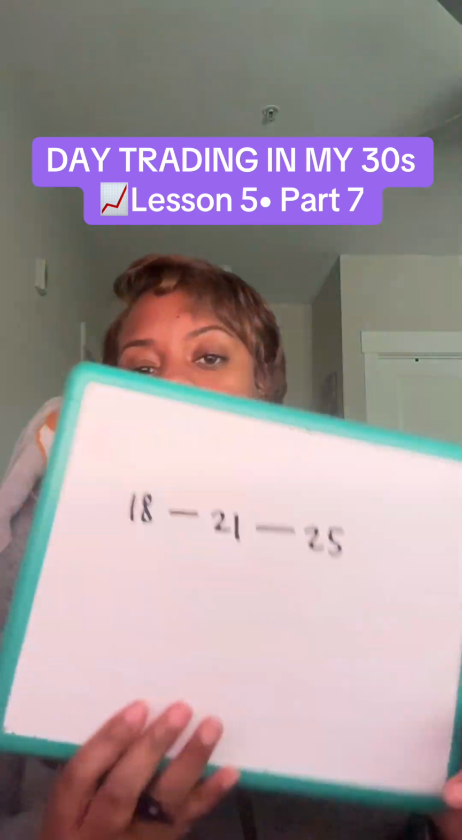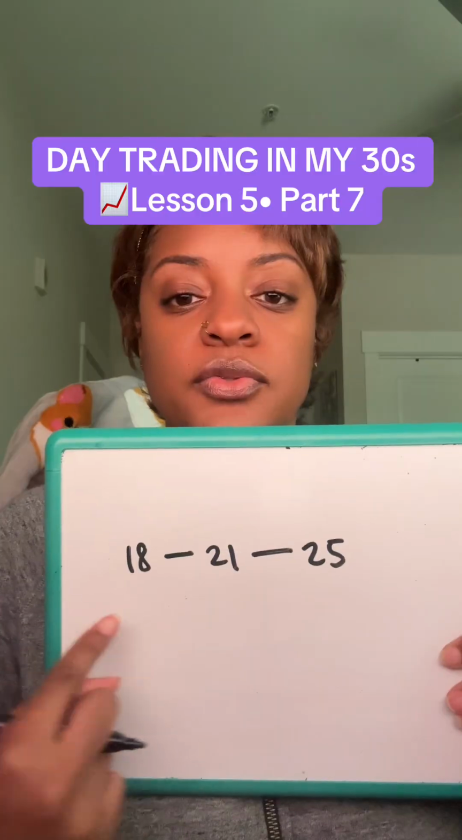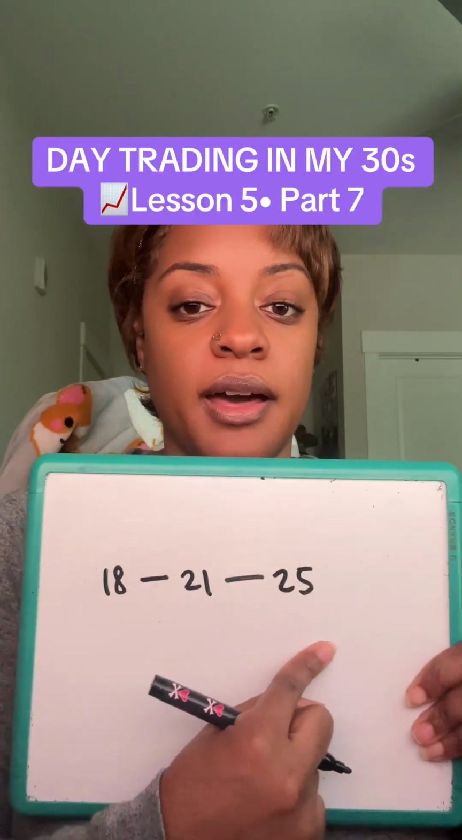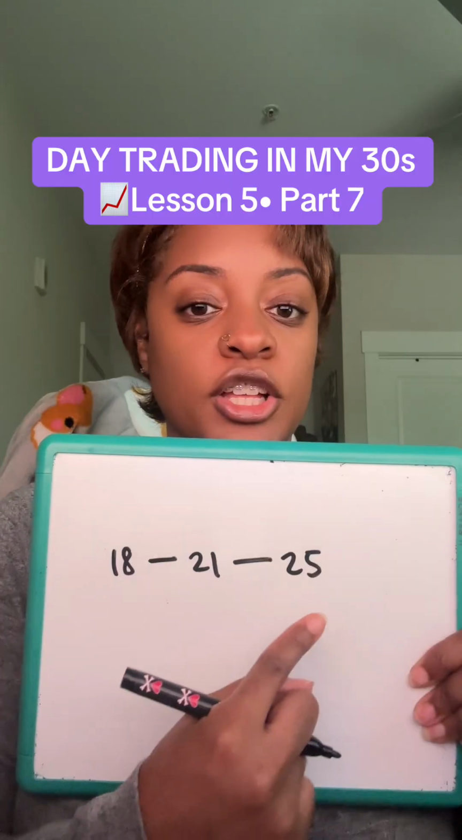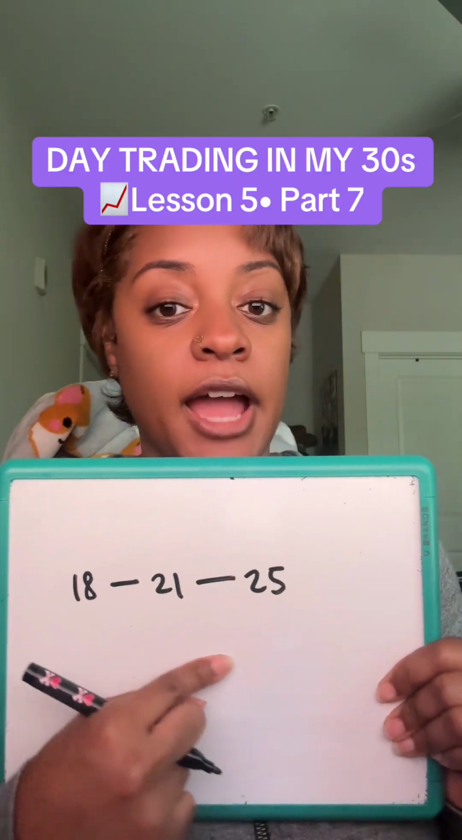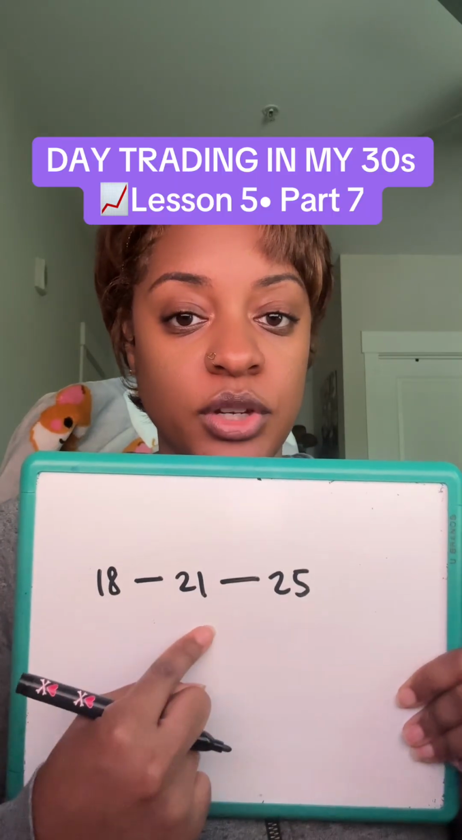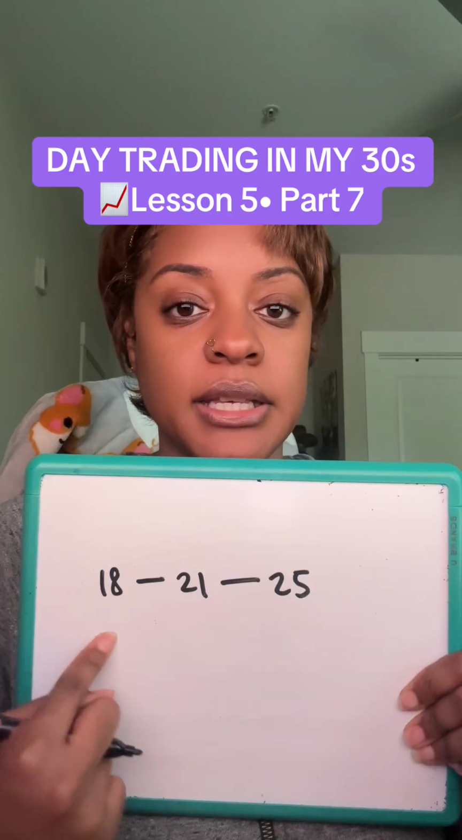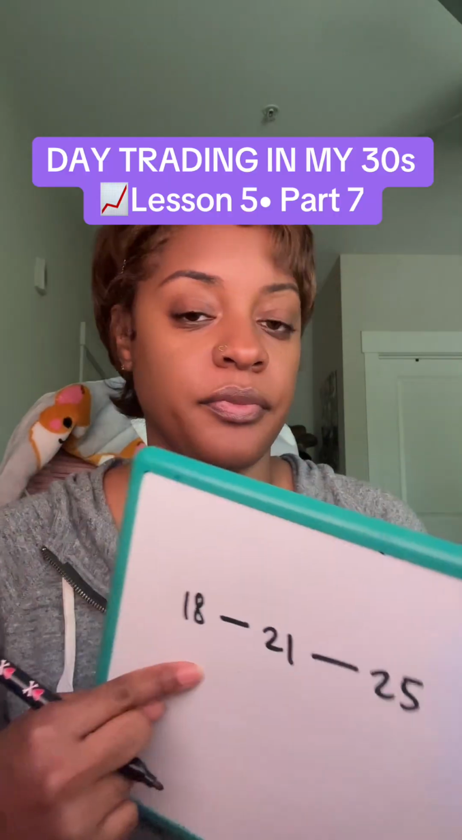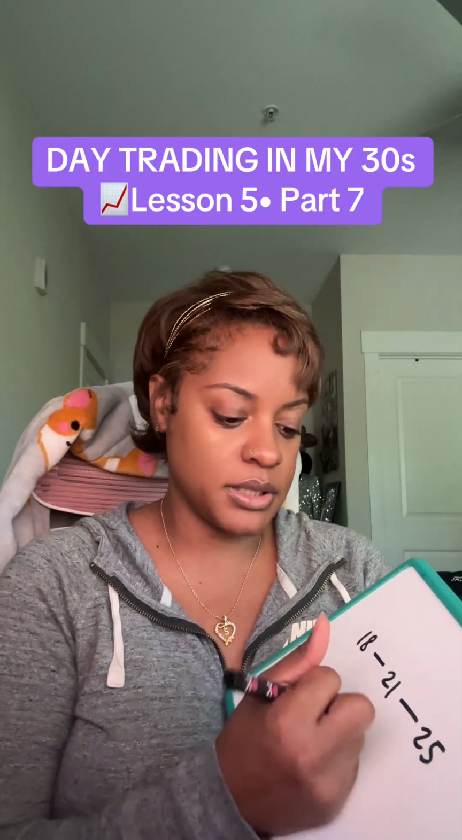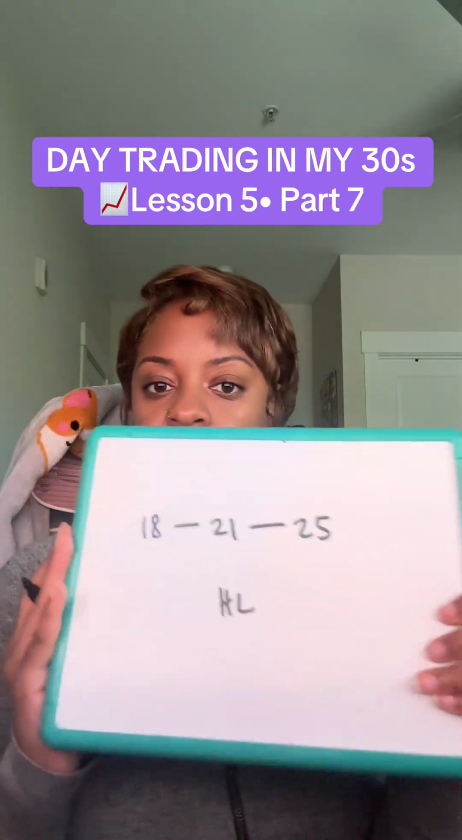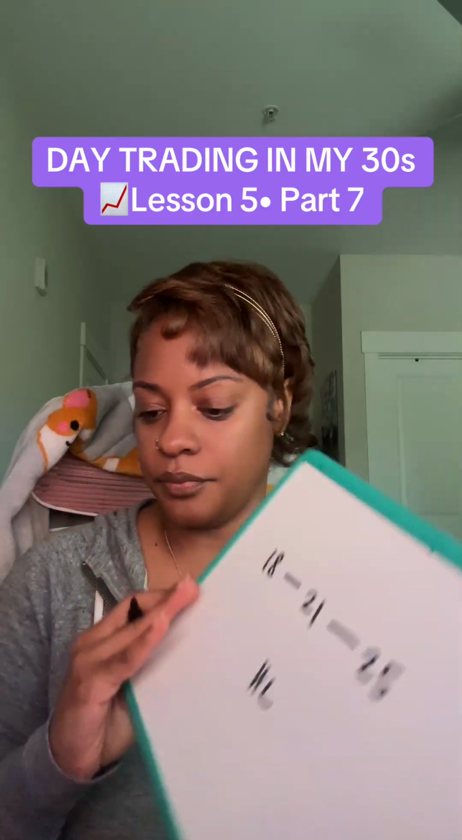Question 3. TJP is trending swing lows from 18 to 21 to 25. 25 is a higher swing low than 21, so it's a higher low. 21 is a higher swing low than 18, so it's a higher low. Higher lows.